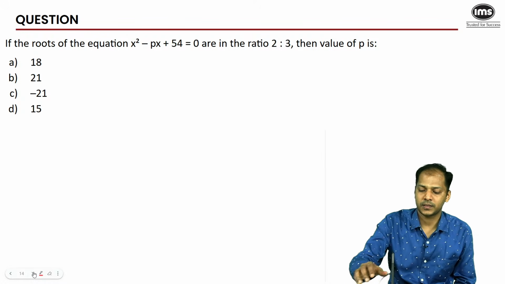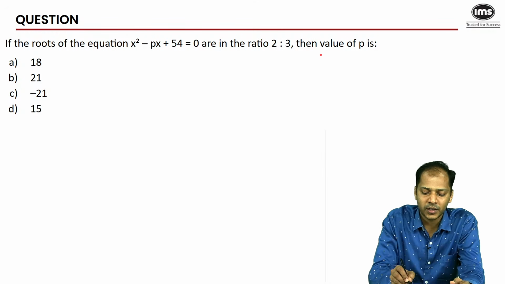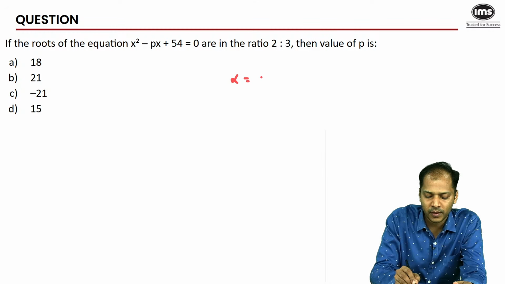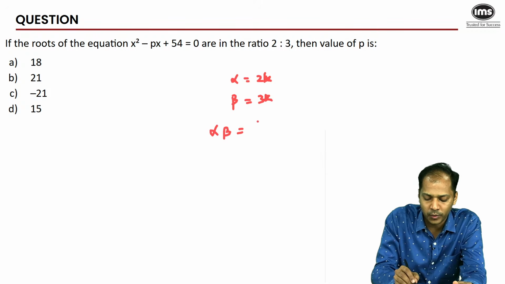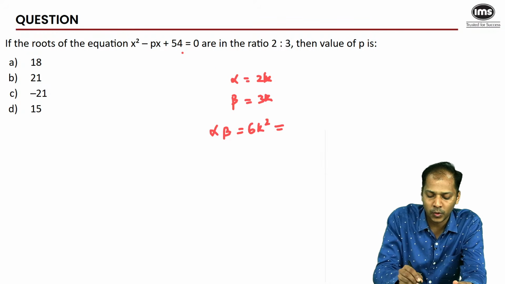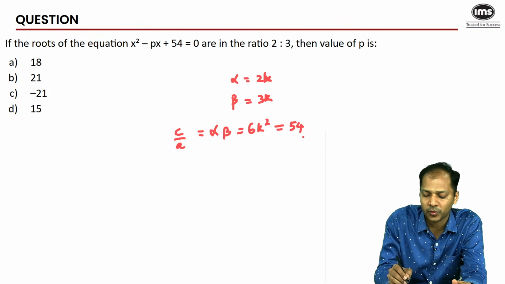All right, it's time. So let's quickly do it. We've been given that the roots are in the ratio 2:3. So let the first root alpha be equal to 2k and beta be equal to 3k. Therefore, alpha into beta will be equal to 2k into 3k, that is 6k square, and that will be equal to c upon a. So that is equal to 54, because product of roots is equal to c upon a. So 54 upon 1.